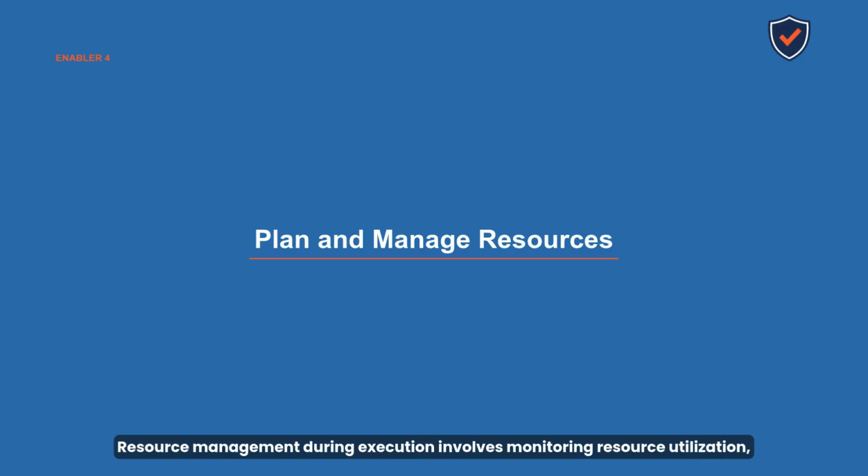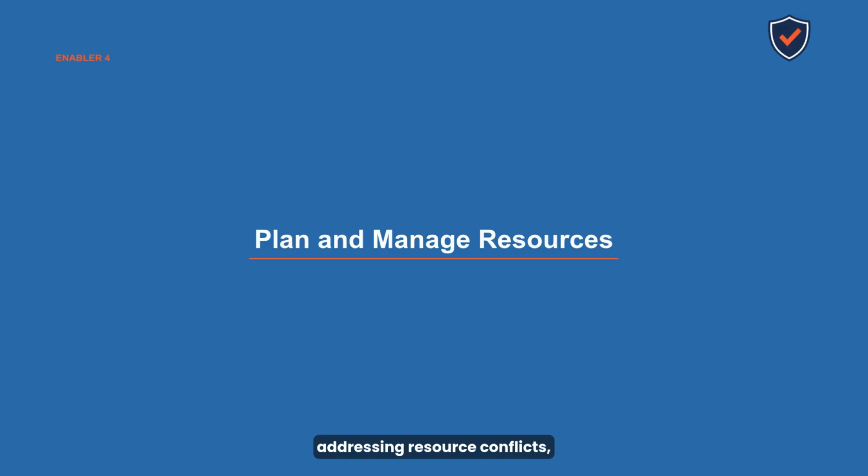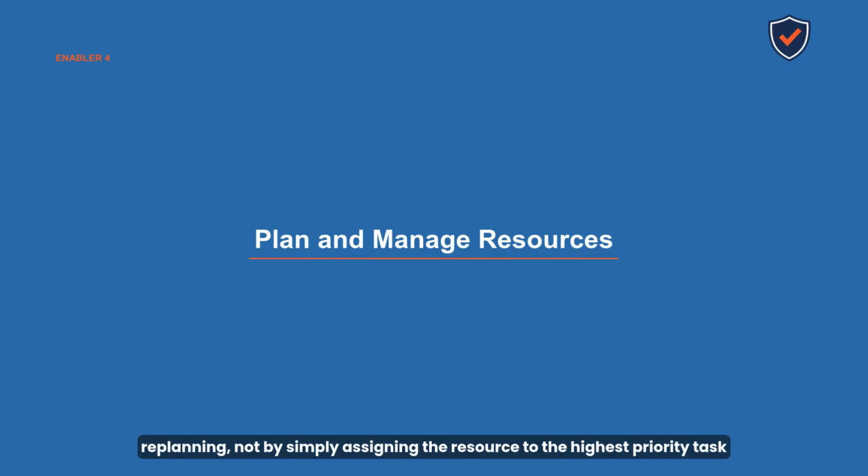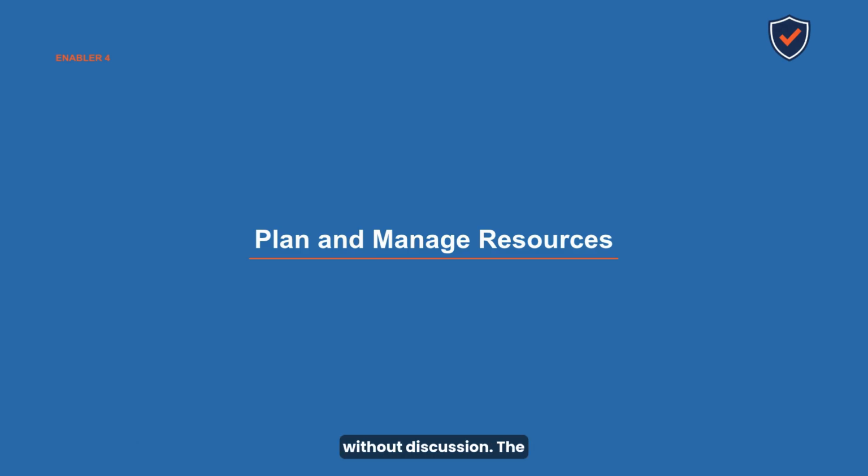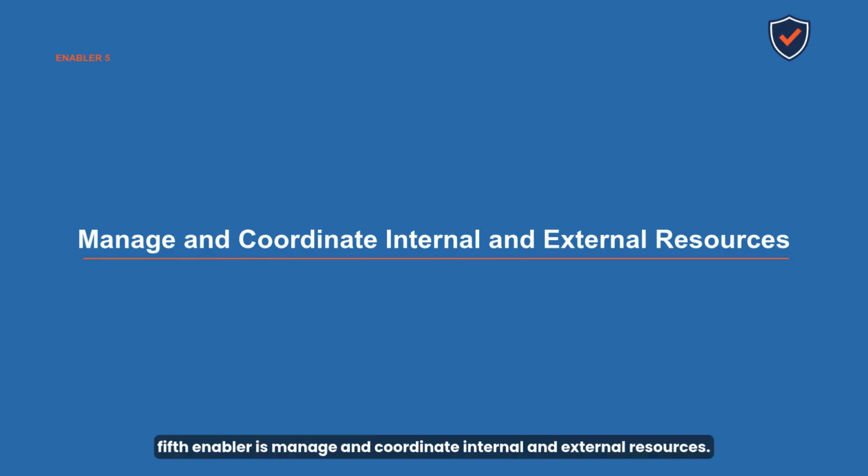Resource management during execution involves monitoring resource utilization, addressing resource conflicts, when the same resource is needed on multiple tasks simultaneously, and ensuring team members have the support and environment they need to perform effectively. On the exam, resource conflicts are resolved through negotiation and replanning, not by simply assigning the resource to the highest priority task without discussion. The fifth enabler is manage and coordinate internal and external resources.